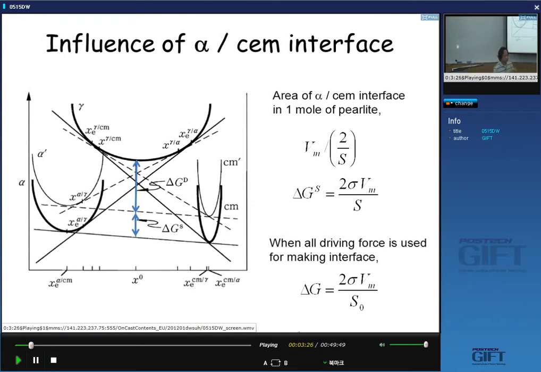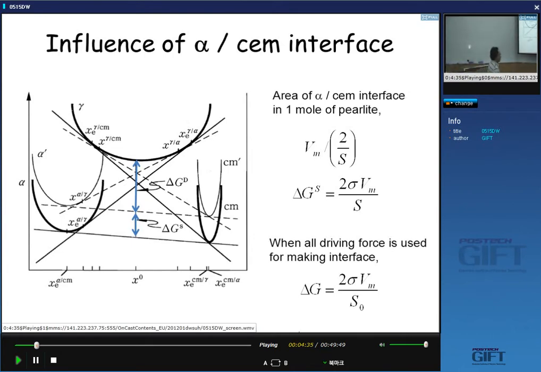When you consider the interlamellar spacing of S, and think of Vm as the molar volume of the pearlite, then this amount of interface will exist in one mole of the pearlite. So this is the total area of the interface. When we multiply it by the interface energy between ferrite and cementite, this amount of energy will be consumed to form an interface during the pearlite reaction. It means that among the total driving force available for the transformation, this amount of driving force should be used to make the interface.